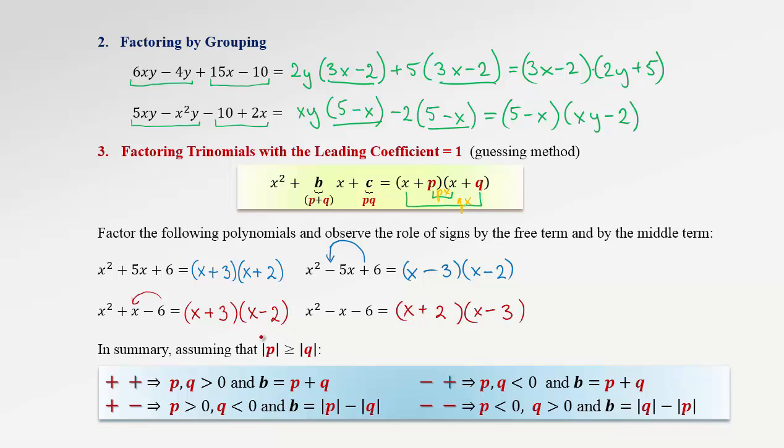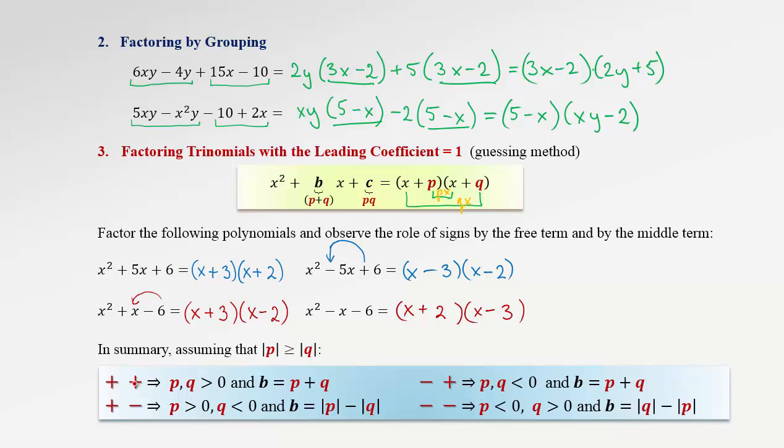Generally, for better communication, let's assume that the absolute value of p is larger than or equal to the absolute value of q. So basically we are referring to the larger number or smaller number, regardless of the sign. As you see in this table, we have 4 cases. The top 2 cases refer to the top 2 examples, and the bottom 2 cases to the bottom 2 examples. Also, the first sign in the table refers to the middle sign, and the second sign to the last sign.